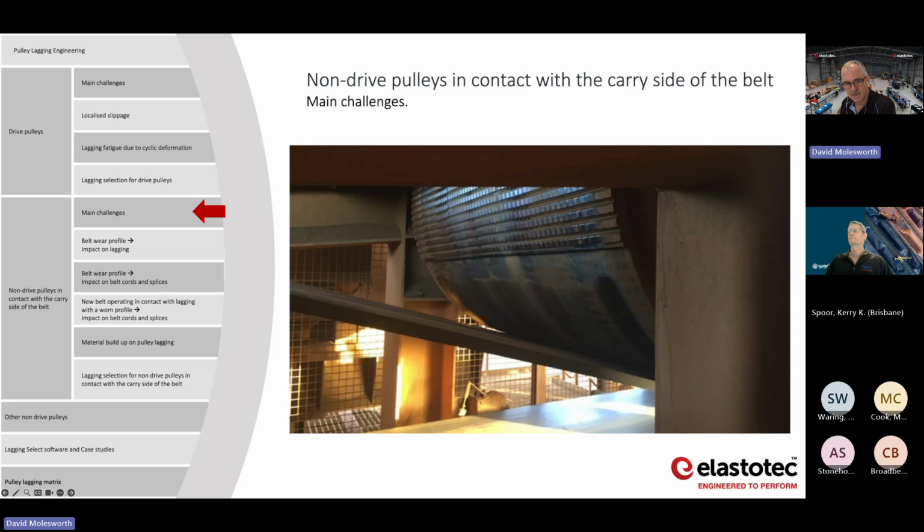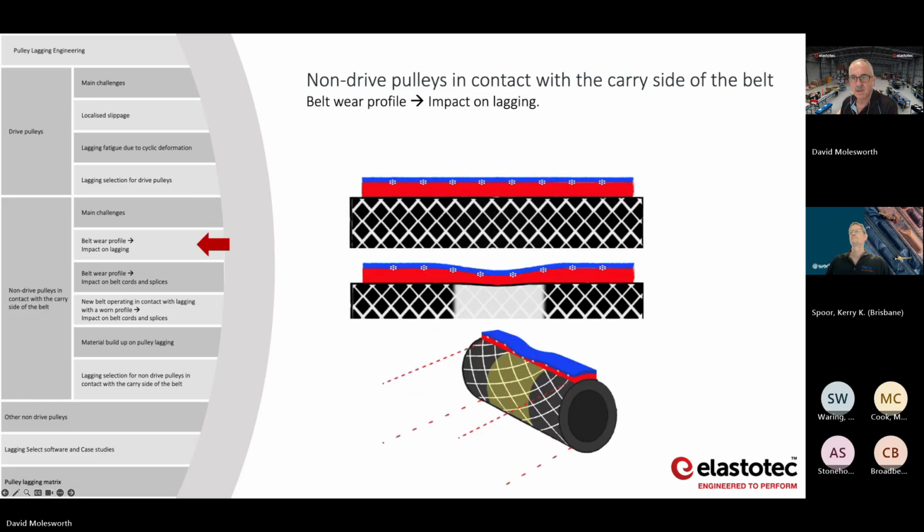The second thing is this wear profile can actually damage the cords in the splices and also in the belt. Just go through that. So yeah, this is just the diagram showing that here the belt has worn, and that's then causing corresponding wear in the lagging.